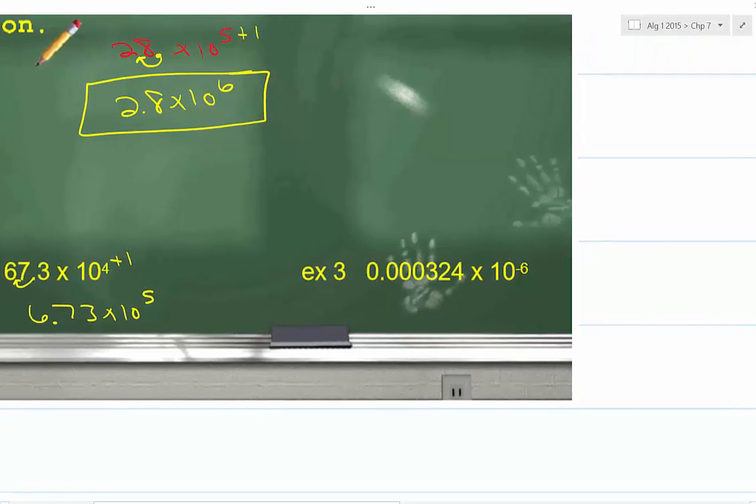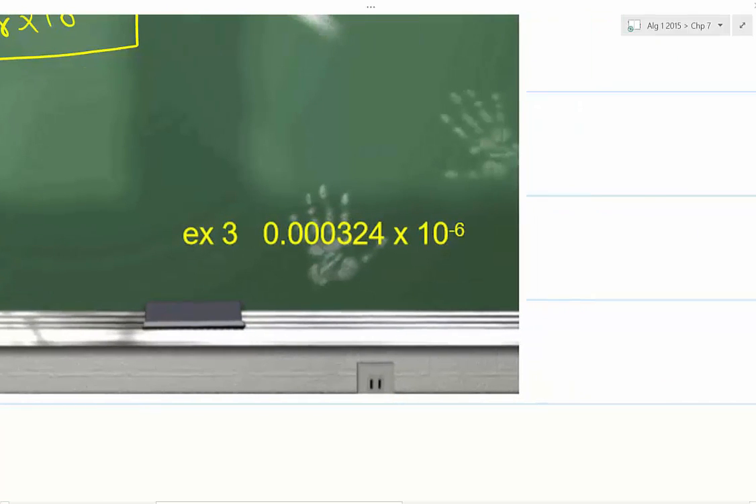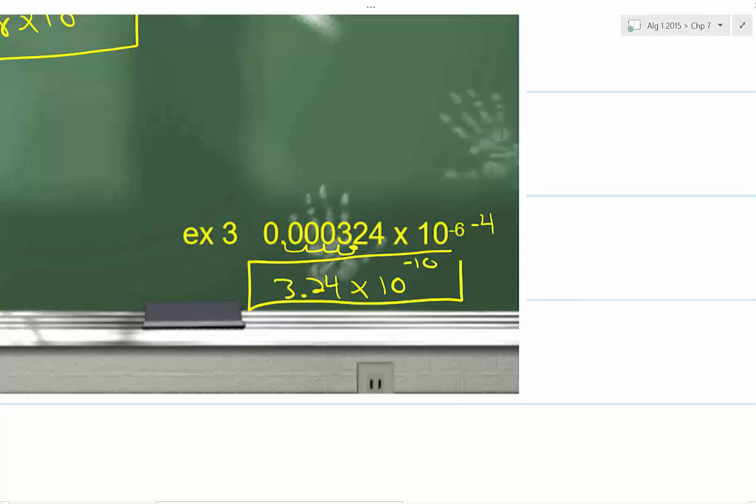And we notice in example 3, this is way too small, right? We have to go 1, 2, 3, 4 places. So I have to do minus 4, right? Too big, we add on to the exponent. Too small, we subtract it. Yeah, I don't worry about left and right, all those things. So negative 6 minus 4, that's negative 10. So now we're in proper scientific notation.